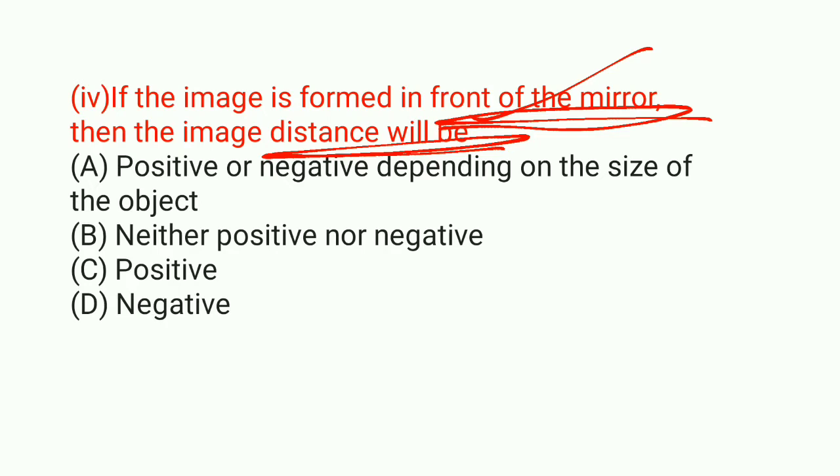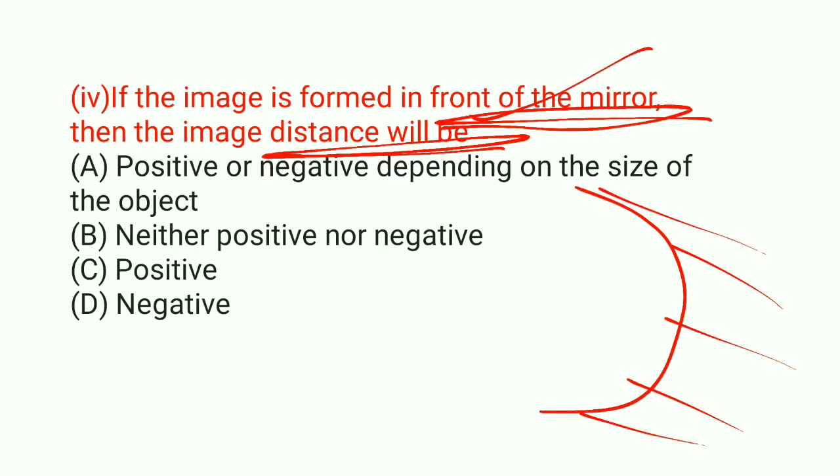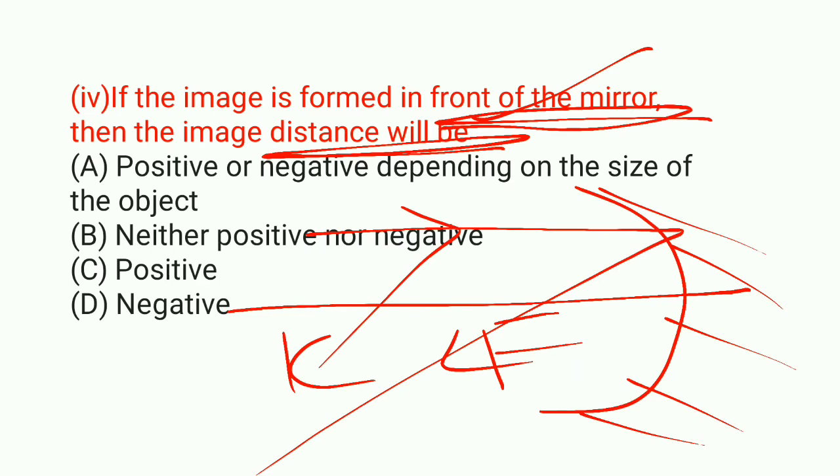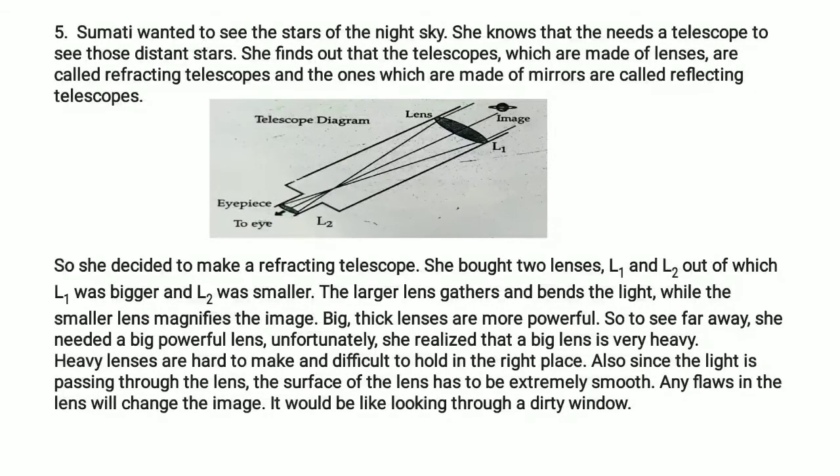So the image distance, as the image is formed in front of the mirror. So the image is forming in front of the mirror. If I have taken the concave mirror, the image is forming in front of the mirror, right? So the image distance, this distance, is negative. So option D is the correct answer. Next question.